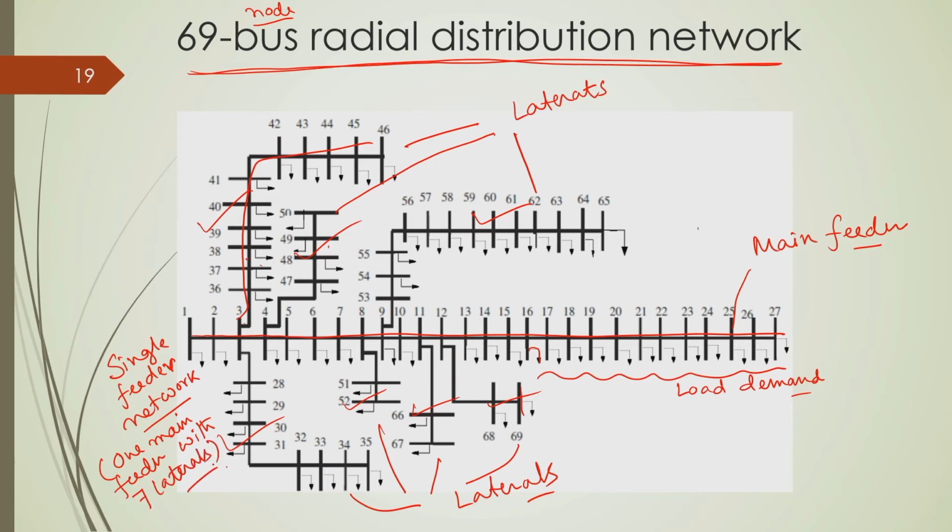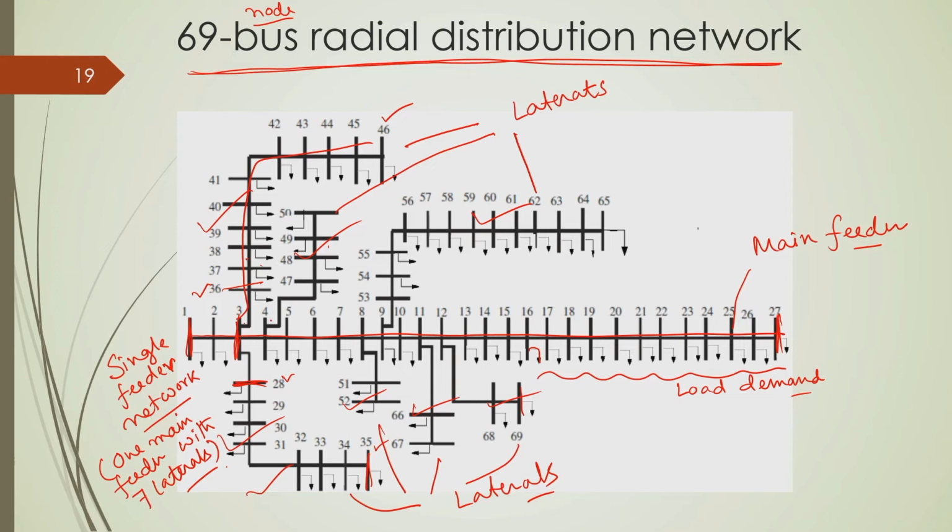Okay. And you see that this main feeder is from node number 1 to node number 27. Then from 28 we have one lateral, this lateral, which goes up to 35, and then from 36 we have another lateral. In fact, node number 3 is connected to 2 laterals, one is from node 28 to 35, another is node 36 to 46.